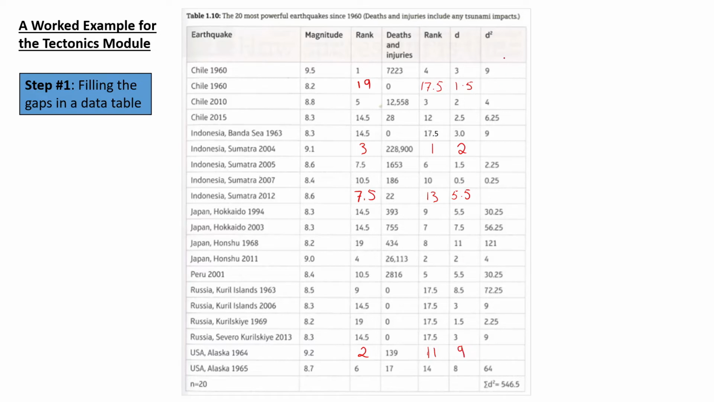And then if we do the d squared column, that is just the difference figure squared. So 1.5 squared is 2.25. 2 squared is 4. 5.5 squared is 30.25. You see below here this has already been figured out for us, so I've just copied it down. And then 9 squared is 81.